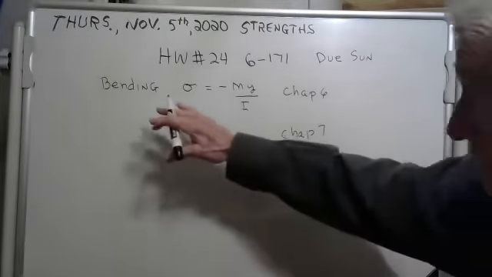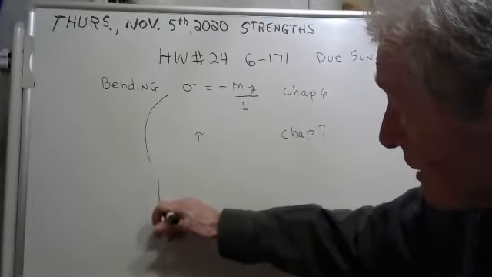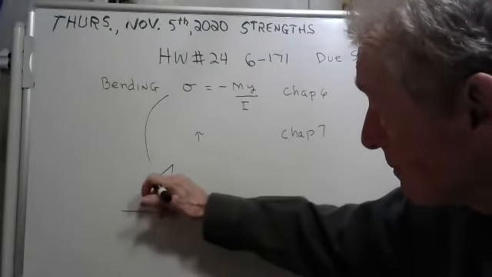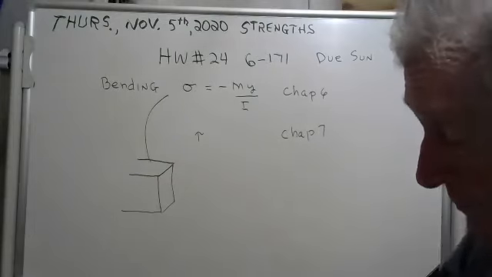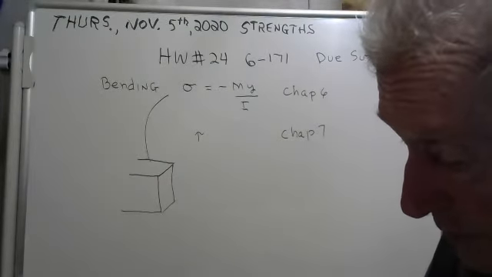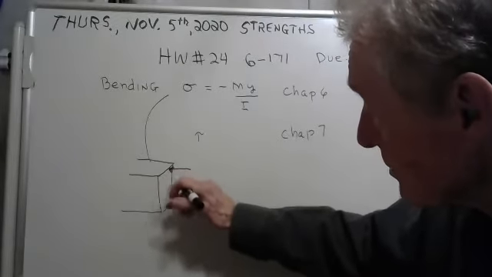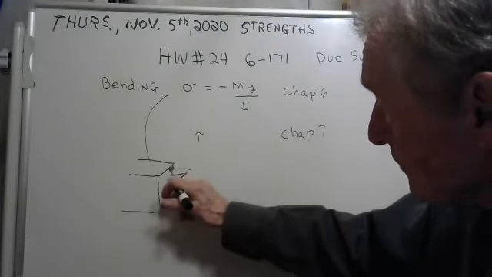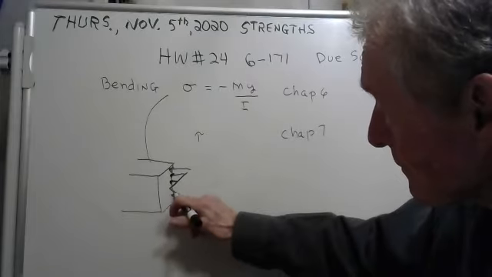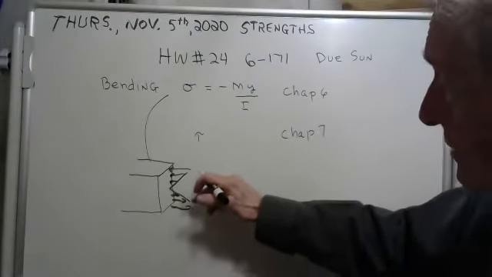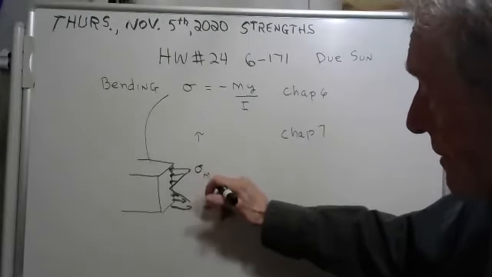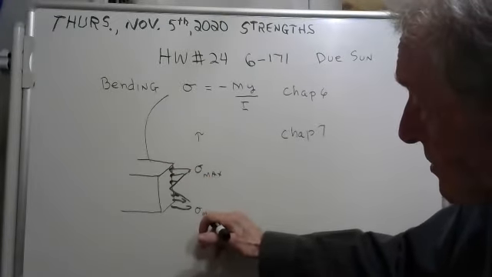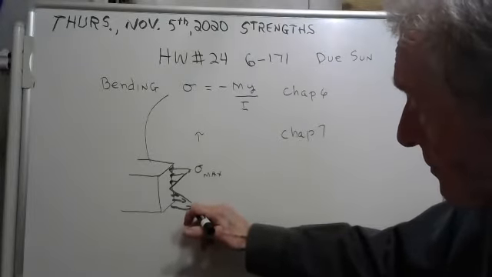Now, talking about bending, if you had a nice, simple rectangular beam under a typical bending load, you would have compression on the top and tension on the bottom. And the distribution looks kind of like this. And you get the maximum normal stress at the top, and you get the maximum normal stress at the bottom, as you can see.